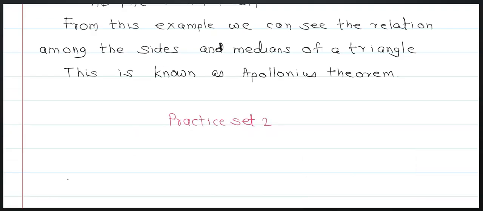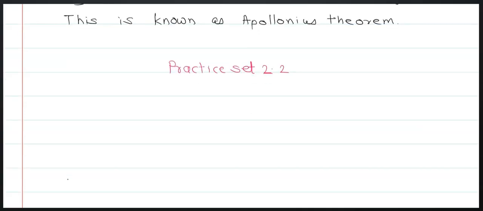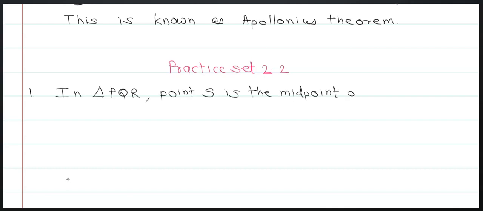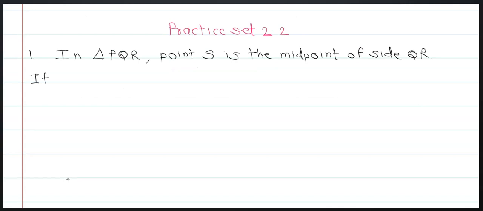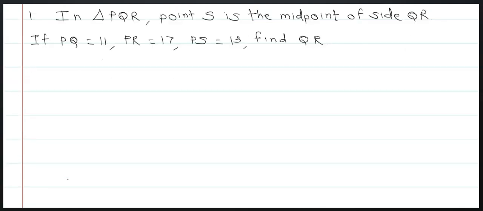Now we'll see the practice set 2.2. The first question: in triangle PQR, point S is the midpoint of side QR. PQ is equal to 11, PR is equal to 17, PS is equal to 13. Find QR.